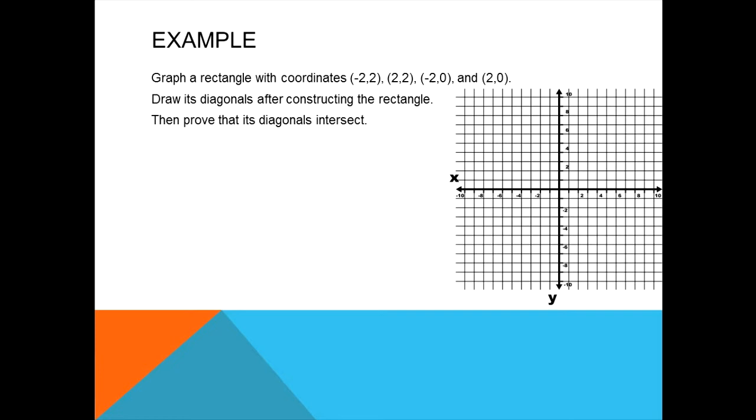Now for this one, we're going to graph a rectangle with coordinates as such: (-2, 2), (2, 2), (-2, 0), and (2, 0). Draw its diagonals after constructing the rectangle, and then prove that its diagonals intersect. Pause the video if you feel like you can do this. Sure, you can, and we're going to move on with the answers.